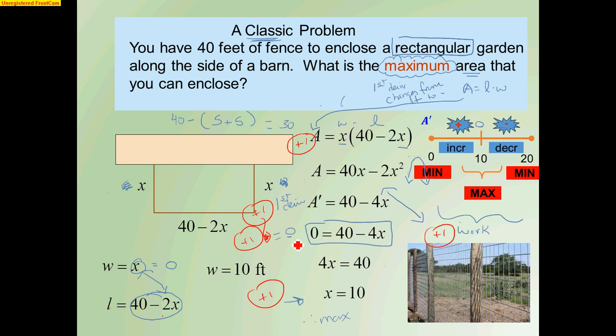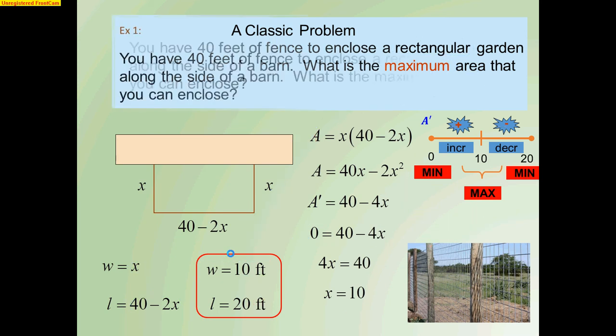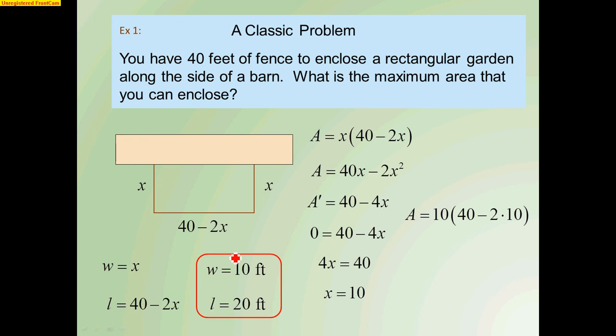But I haven't answered the question. 10 is what? 10 is a width, and notice I have units on it. And the length is 40 minus 2 times 10, or 20. Has that answered the question, though? They asked what the maximum area is. They didn't ask me the width and the length. So I have to go back to my original function and plug in. And notice that it's not just the answer, it's the answer with appropriate units.